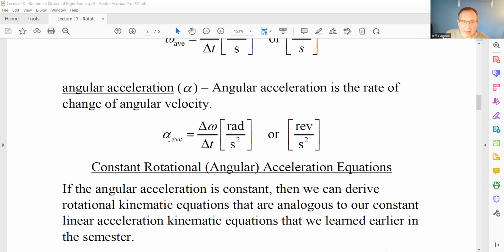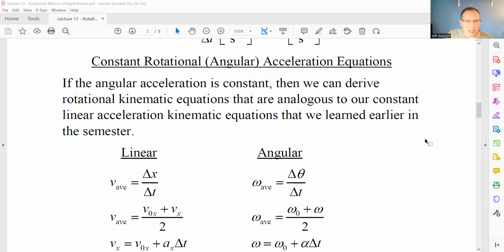Remember, if we had a_av, linear acceleration, that was a change in velocity over change in time. Now we're talking about angular acceleration. So the average angular acceleration is the change in angular velocity over change in time. And in those units, it'd be radians per second, which you can write as radians per second squared, or revolutions per second squared. Okay, so these are all analogous to what we had when we talked about linear motion, except now we're talking about angular motion.